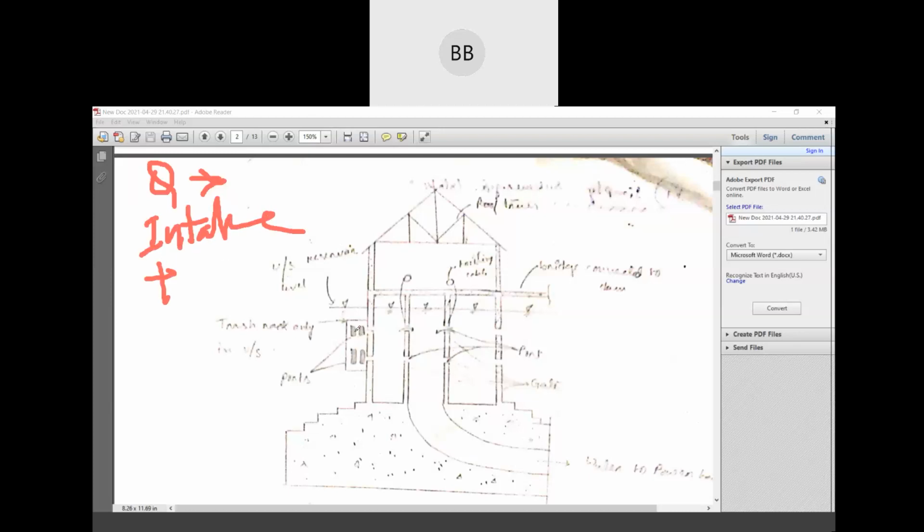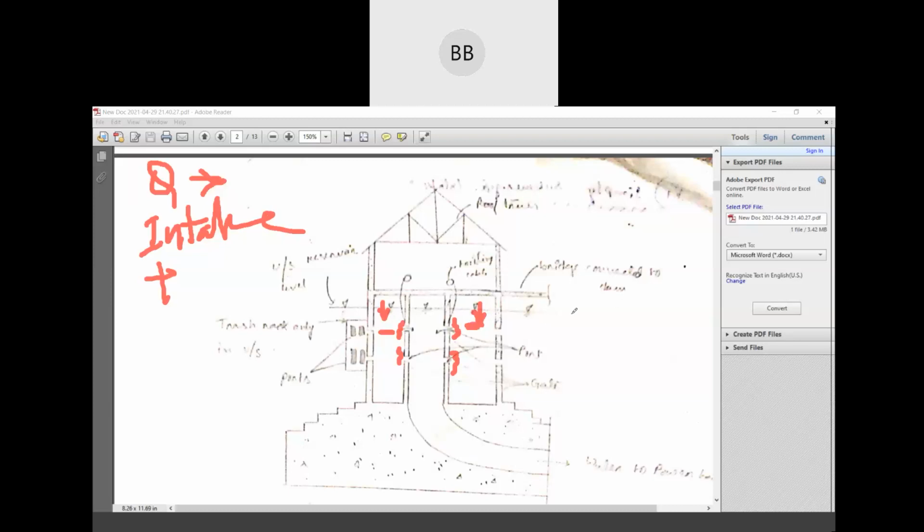How? They allow the water to first come to one chamber from both sides. Then there are some gates, and these gates are closed. From the reservoir, the water is allowed to flow. Then we have trash racks to screen out the debris. After that, the water flows to that first chamber, where it is allowed to settle down.